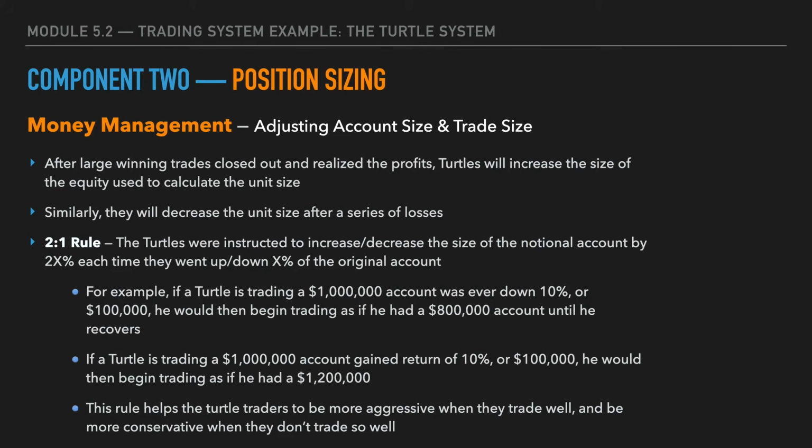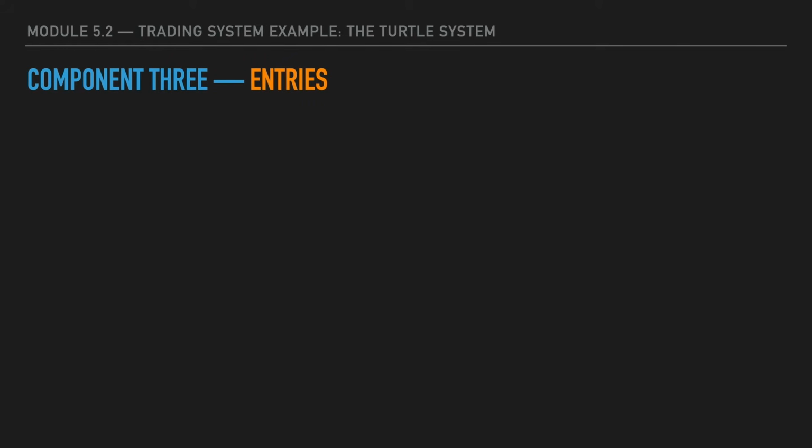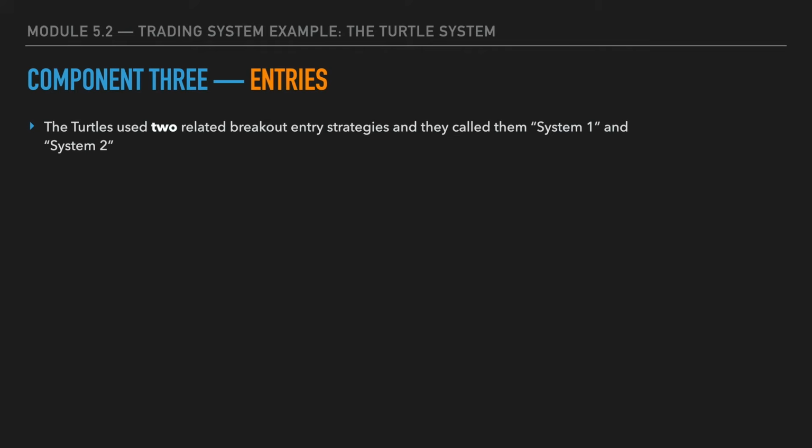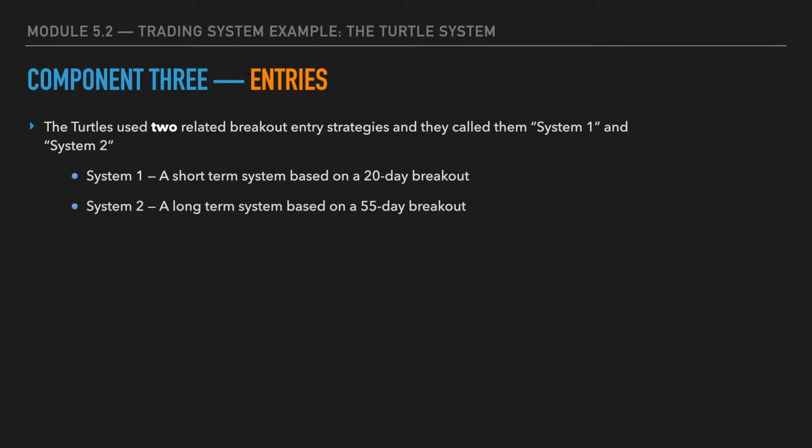Alright, let's look at component number 3, the entries. The turtle traders use two related breakout entry strategies, and they call them System 1 and System 2. System 1 is a short-term system based on a 20-day breakout. System 2 is a long-term system based on a 55-day breakout.